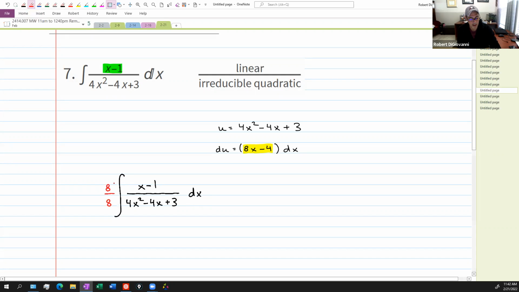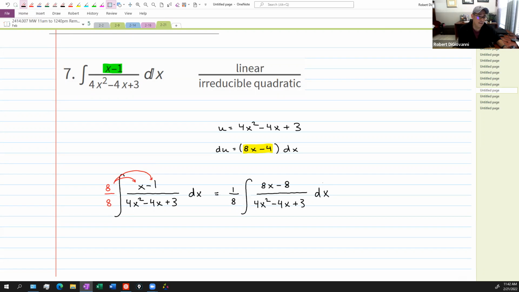And what I'm going to do is pass the 8 through here like that, and then leave the 8 in the denominator on the outside. So this is going to be 1/8 integral, but now it's 8x minus 8 over 4x squared minus 4x plus 3. Are we agreeing that I have not changed the problem at all? Right? I multiplied by 8 over 8. That's fair. That's a legal move.